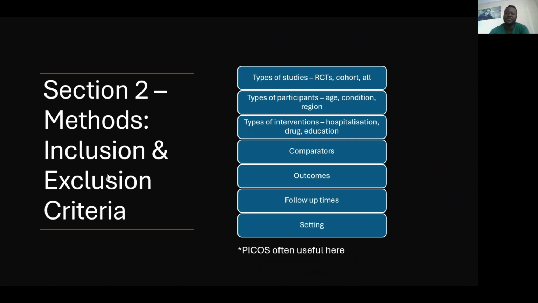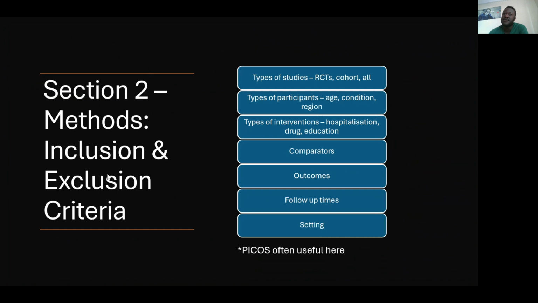So the next section, which we talked about briefly, is the inclusion and exclusion criteria. I think this is the part of the protocol that can sometimes confuse people. And it's essentially really straightforward. If during your research question or before you started writing your protocol, you've also already thought about things like PICOS and SPIDER, it's really useful here.